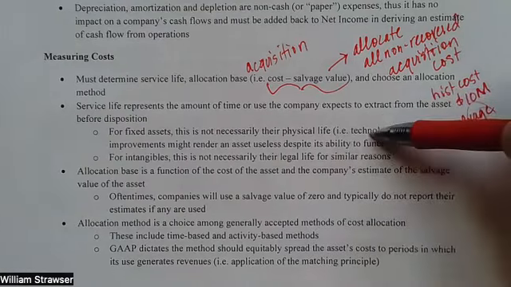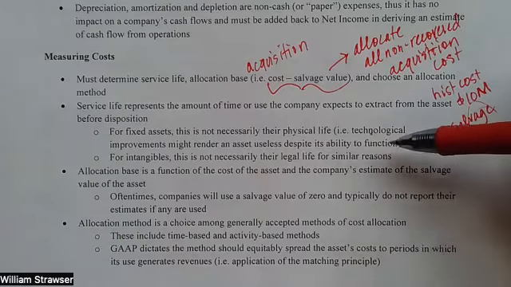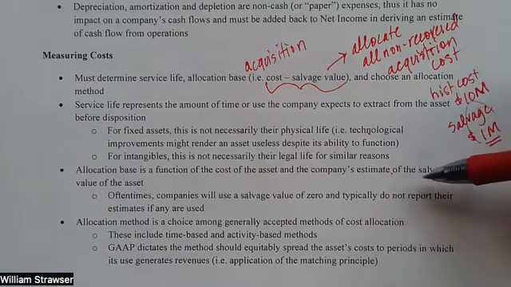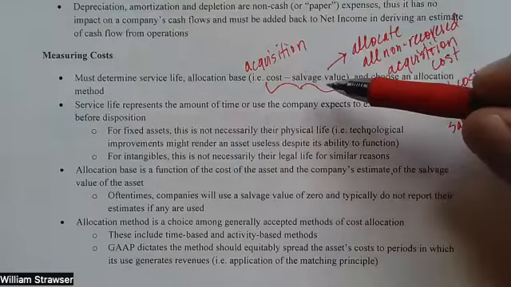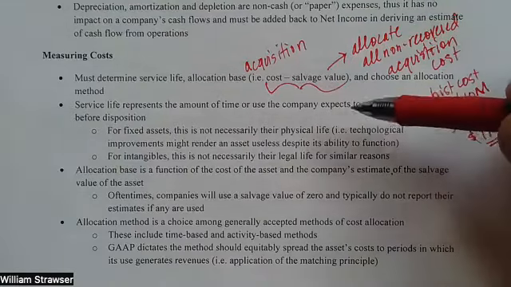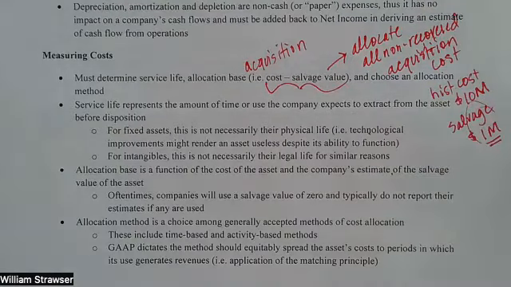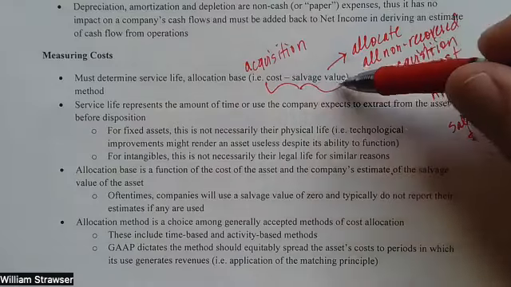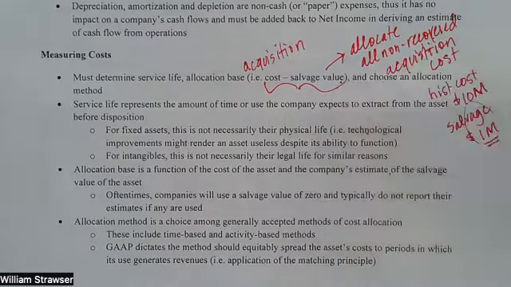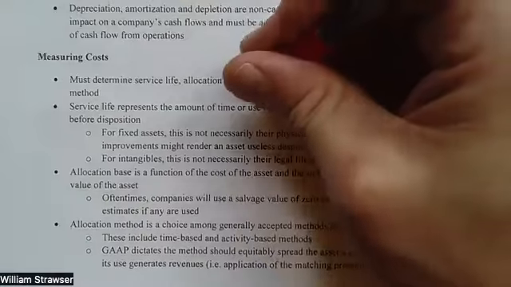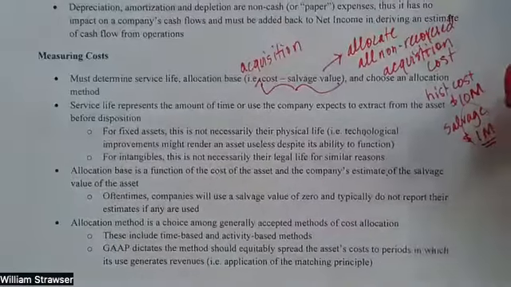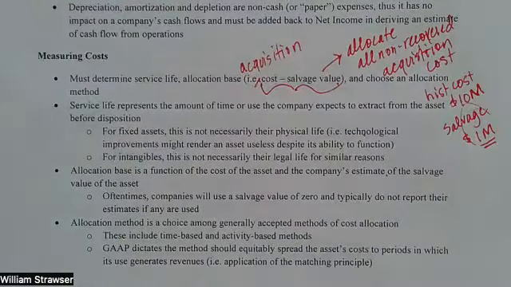We already talked about service life. We already talked about the allocation base up here. Every method of depreciation considers the allocation base. And as I mentioned, because most companies set salvage to 0, the allocation base simply becomes the acquisition cost, and we just expense the whole thing over the useful life.